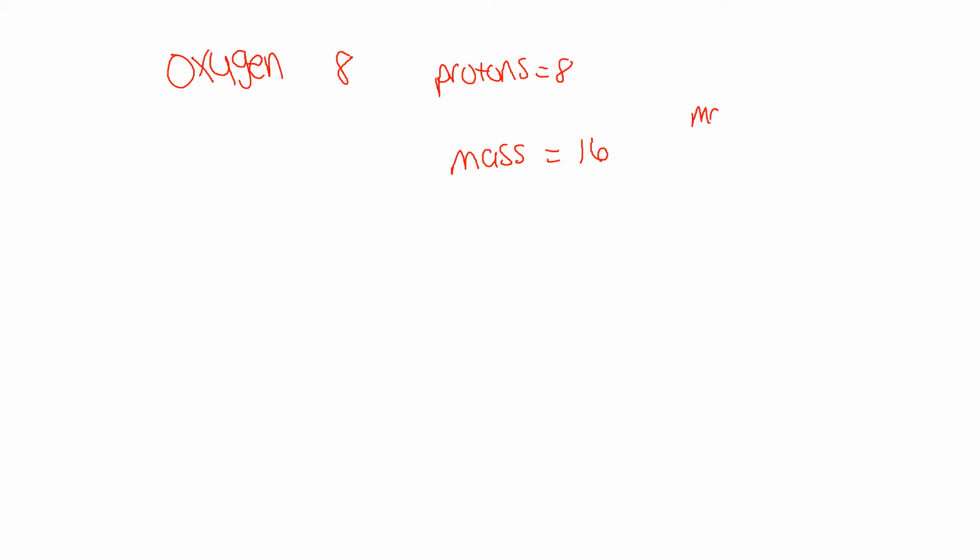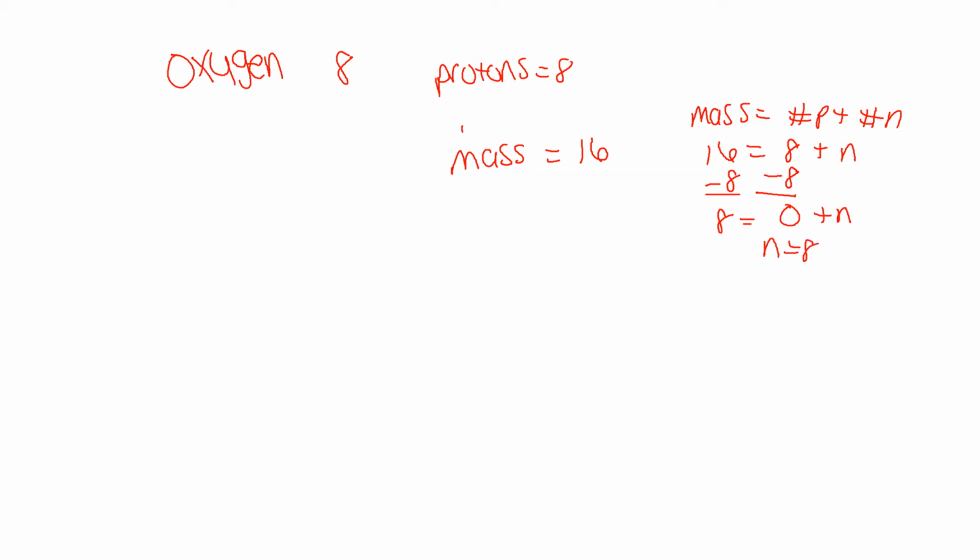Now we can determine the number of electrons, right? So remember, the mass equals the number of protons plus the number of neutrons. So we know the mass, we've got 16, equals the number of protons, which is 8, plus the number of neutrons, n. So if we calculate that, we want to subtract 8 on this side and subtract 8 on this side of the equal sign of the equation. This would leave you 0, and this will leave you 8 equals n, so n equals 8. So the number of neutrons equals 8.